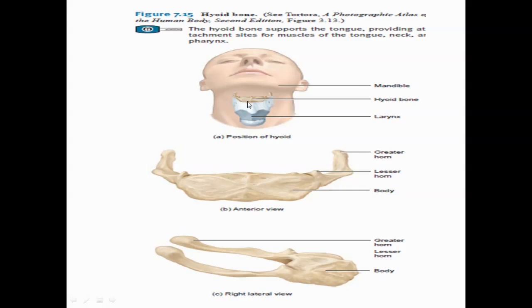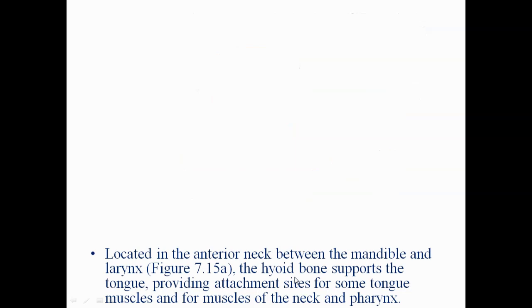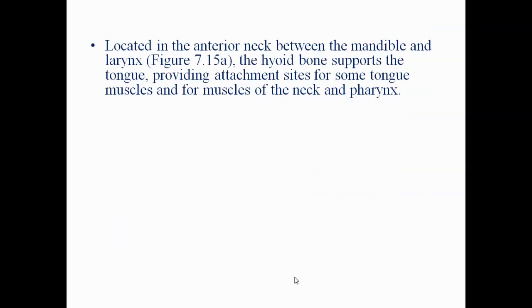This structure you would have studied when you studied the structure of the larynx. So this is the anterior view. This is the lateral view. You can see the greater horn, lesser horn, and the body. And this is the lateral view of the greater horn, lesser horn, and the body. The hyoid is located in the anterior neck between the mandible and the larynx.